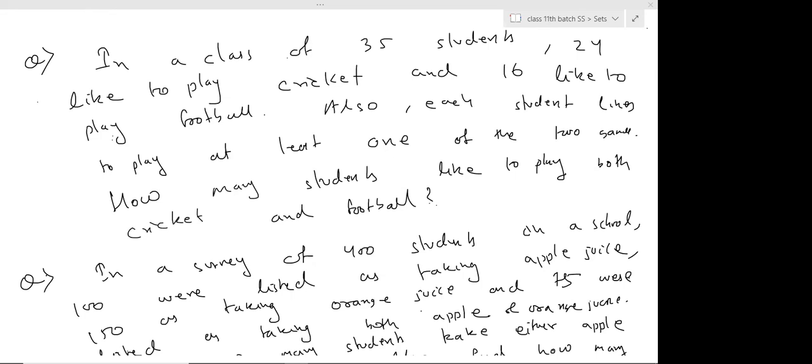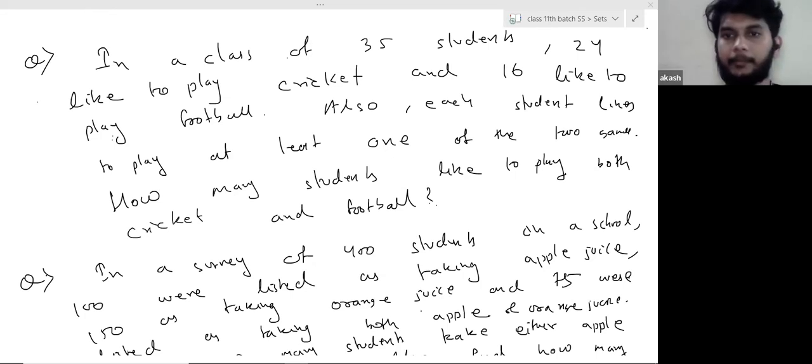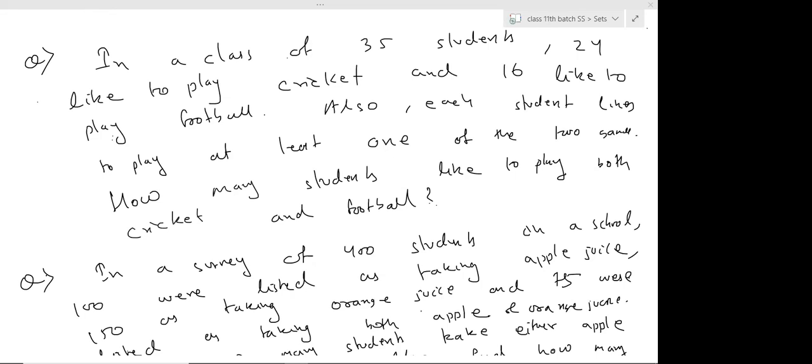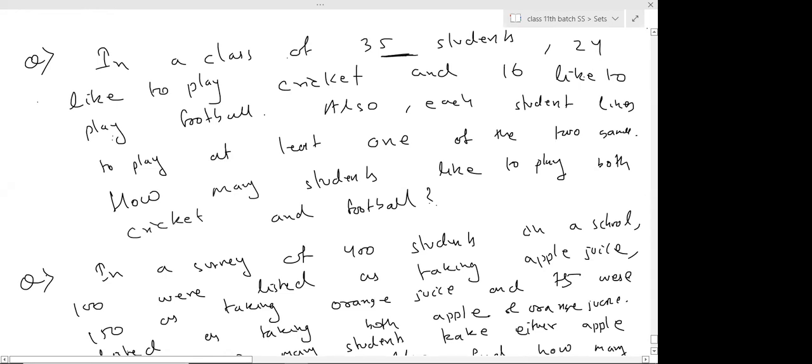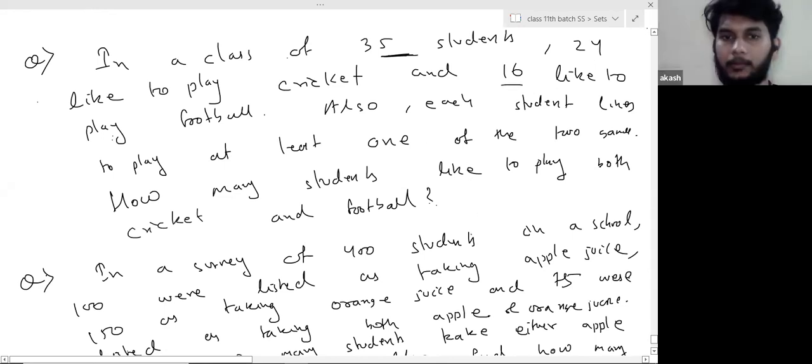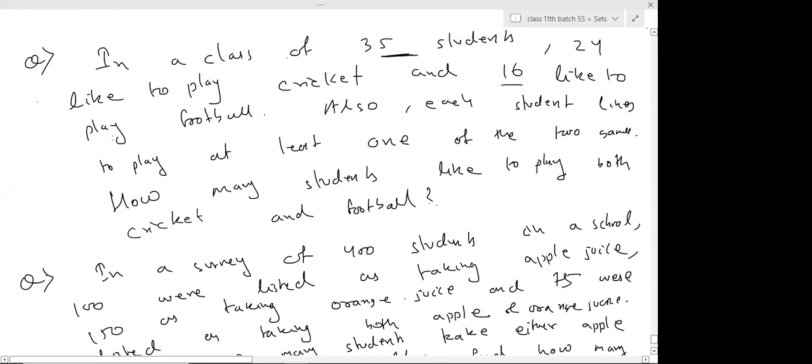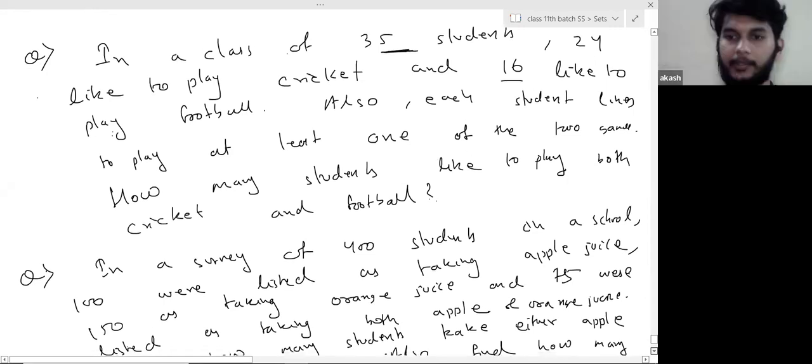So the answer for the first one is 5. How to calculate that? So using the same formula. In here, the union is given as 35, cricket is A and 24 is B. But I just wanted to ask one thing. If the total number of students is 35, and if we add the number of students playing cricket and football, it's 40. So how can that be more? Let's see.